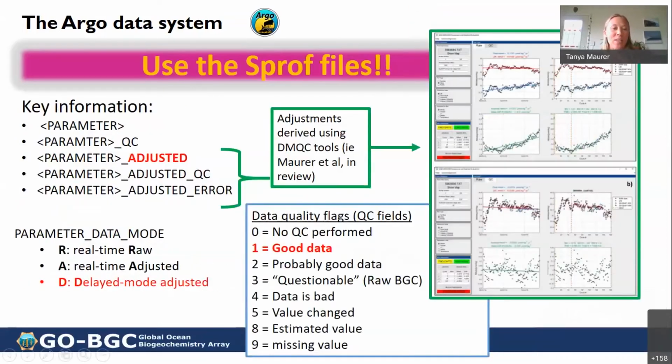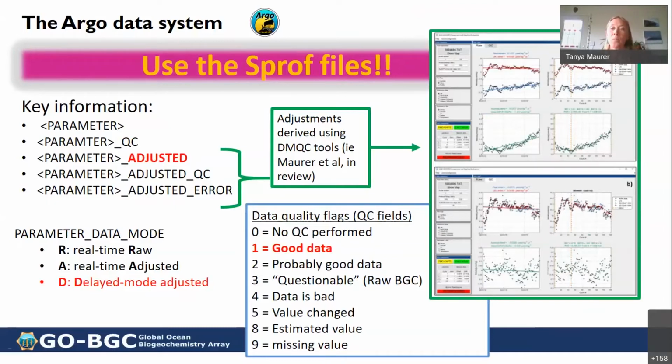So a bit more about the details of what to look for to get the highest quality data within the SPROF files. For BGC especially, you're always going to want to look for the adjusted parameter fields, as Yui introduced in his talk. You'll want to look at the quality flags, and for the Argo system, a QC flag of 1. And then parameter data mode will direct you towards the adjusted fields, either being A or D, but you'll want to look for delayed-mode data to get, again, the highest quality with the lowest uncertainty.